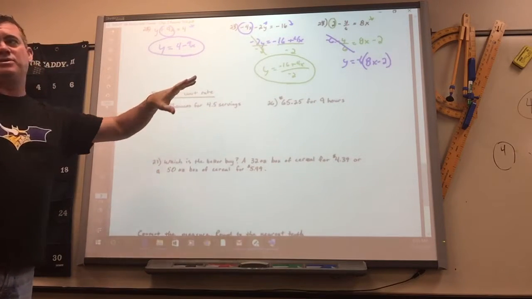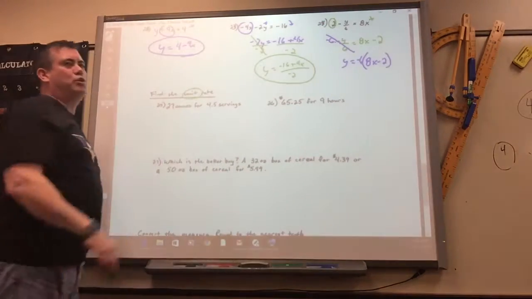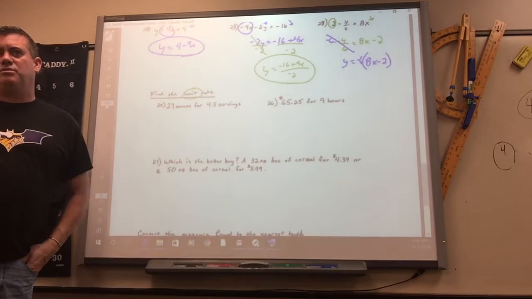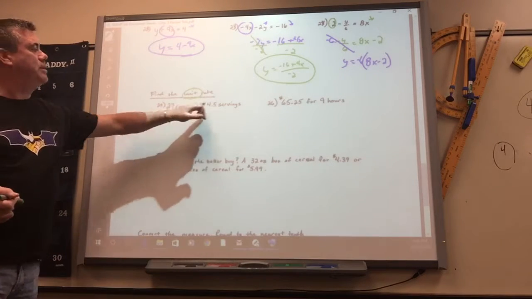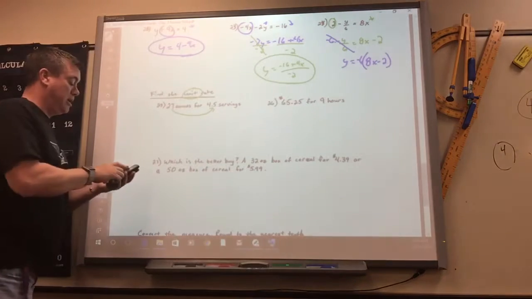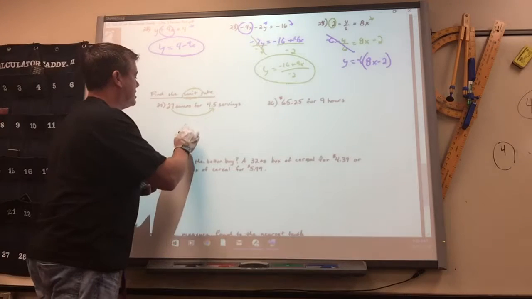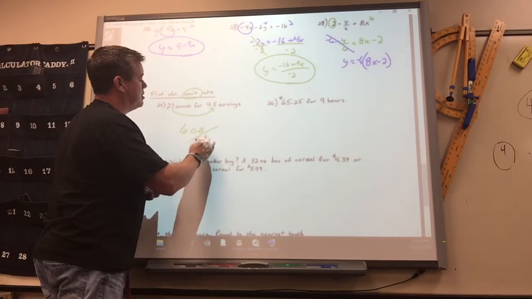Then this is like the assignment we just corrected. Ever remember how to find the unit rate? Divide the two. We want to know how many it is per serving. So you take 27 divided by 4.5. And it'd be 6, remember to label them, ounces per serving.